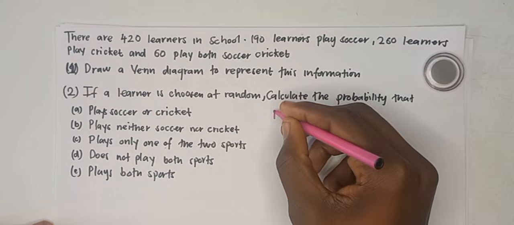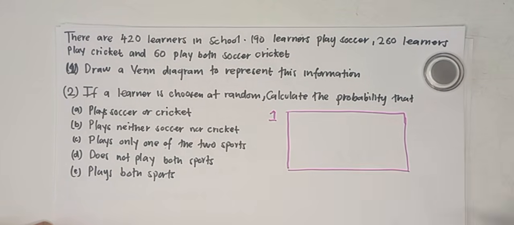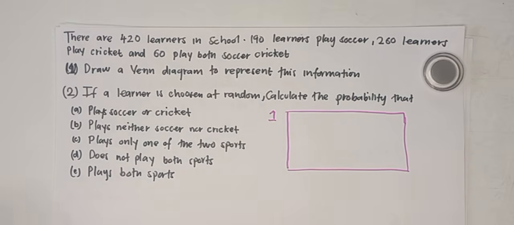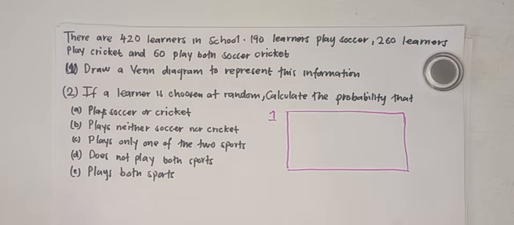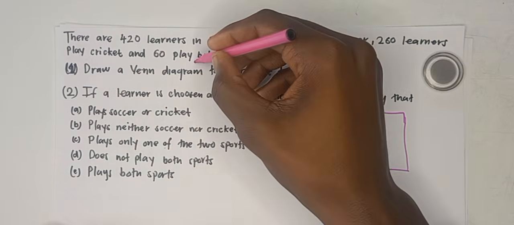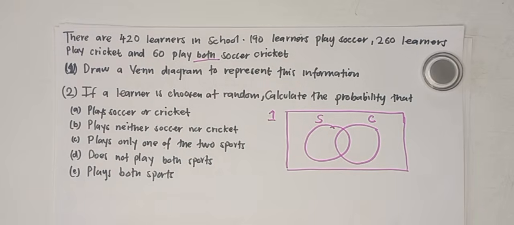So this will be number one. Let's draw a Venn diagram. Inside this Venn diagram, we have to draw two circles, since we have two events, soccer and cricket. Will the circles intersect or not? To know that, you have to look for the word both in the statement. The word both is here, so we draw two intersecting circles. Here are our circles.